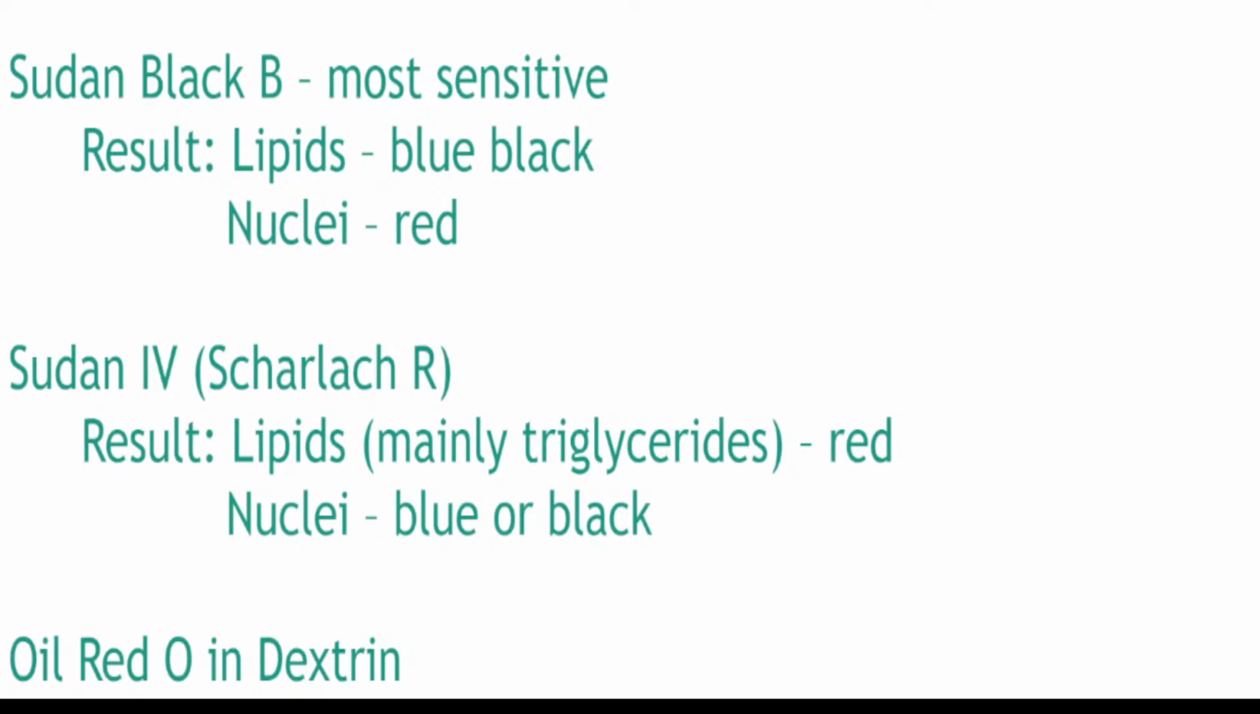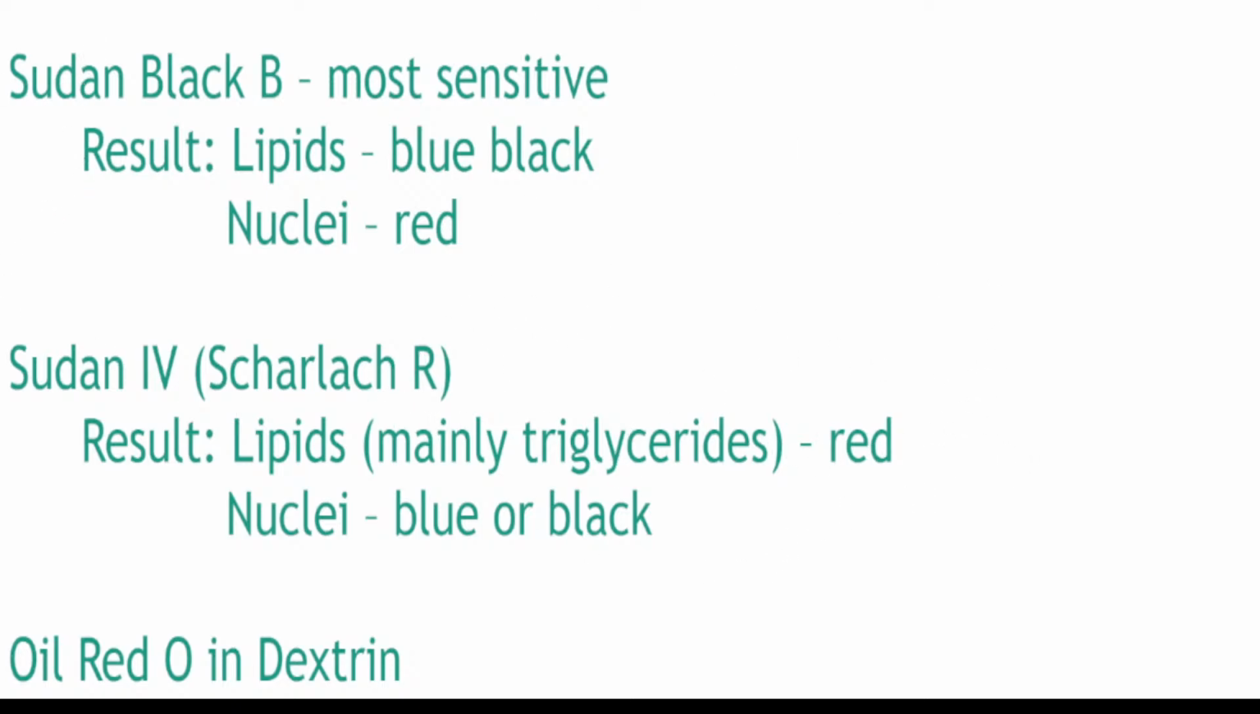Now, I want you guys to remember also the Sudans. In Sudan, you have Sudan Black B or SBB. It's the most sensitive lipid stain, and it stains black. The nuclei remain red. Sudan IV or Scharlach R stains mainly triglycerides. Again, it turns them red, but the nuclei remain blue-black. Sudan Black B, black from the name itself, the color is black. Scharlach R, R for red. Triglycerides, so they're looking at the fat.